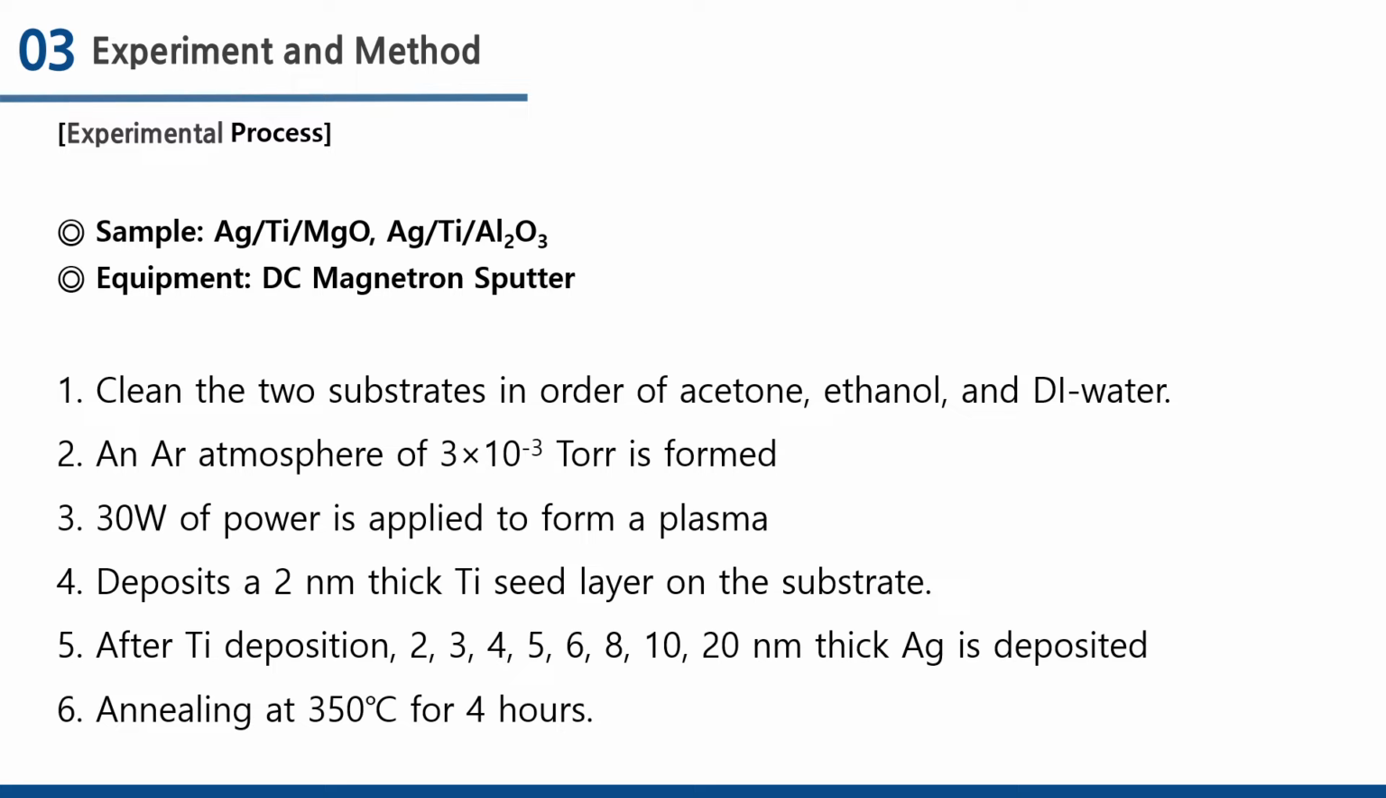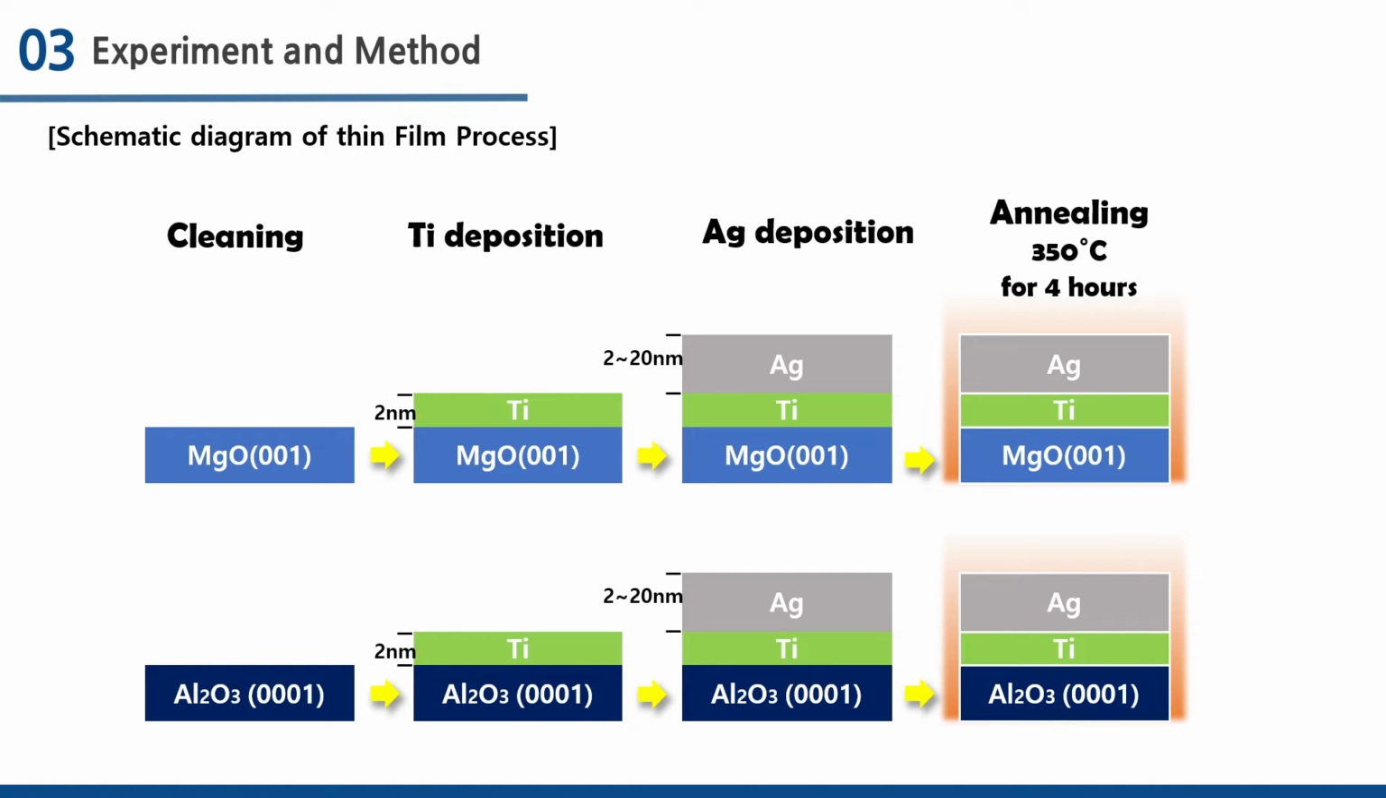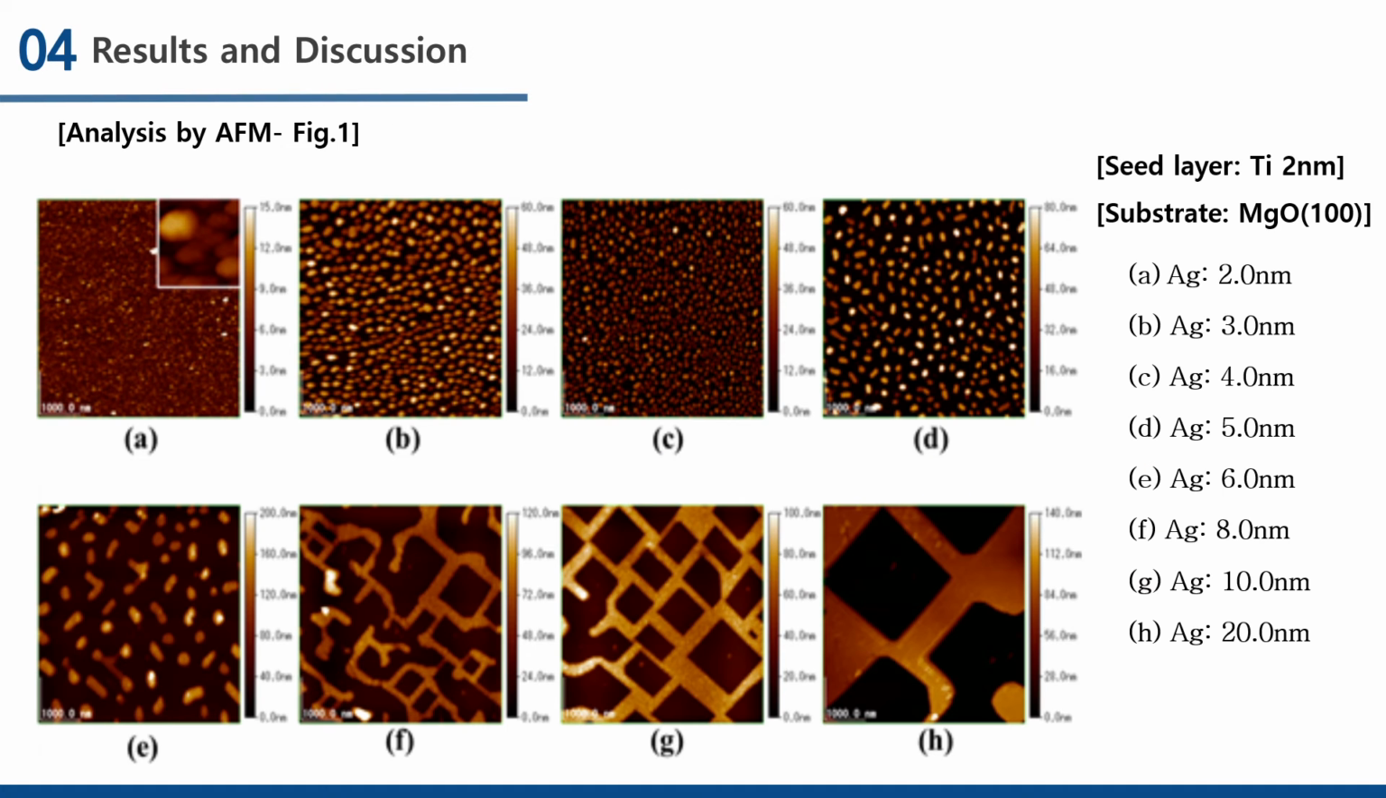After titanium deposition, 2 to 20 nanometer thick silver is deposited. Lastly, annealed at 350 degrees for 4 hours. Here is a graphic representation of the experimental process. AFM image analysis of the sample according to the thickness of silver.